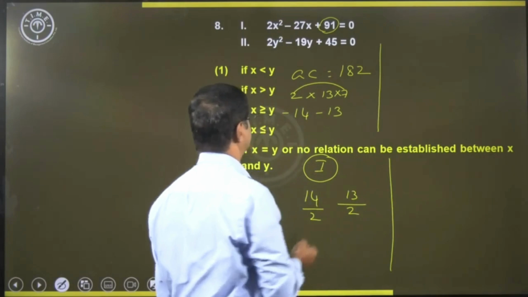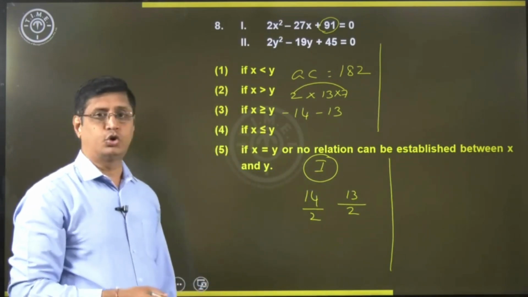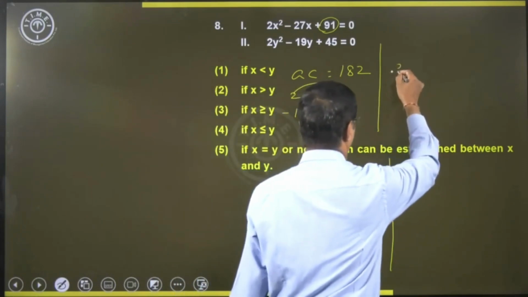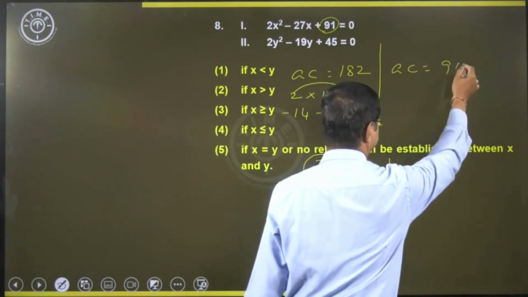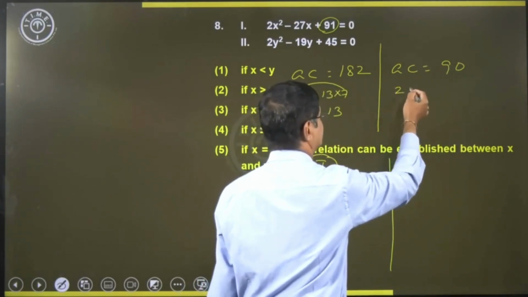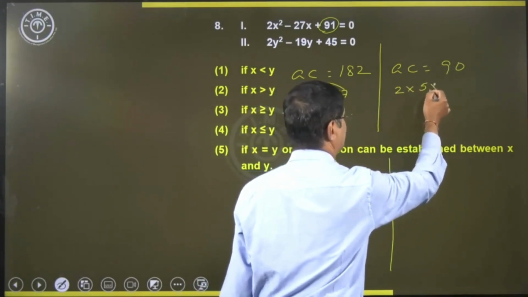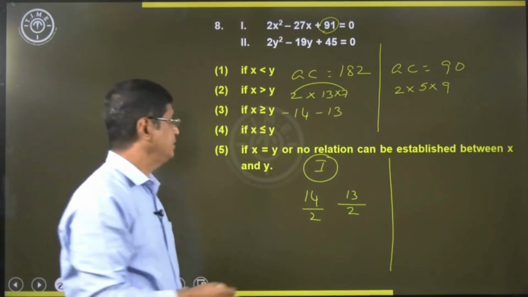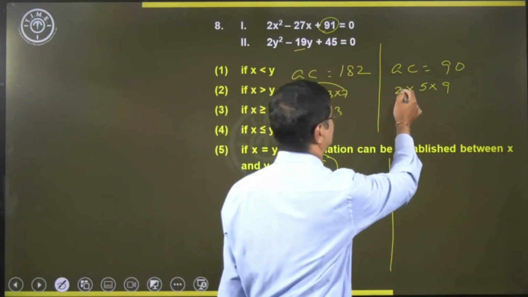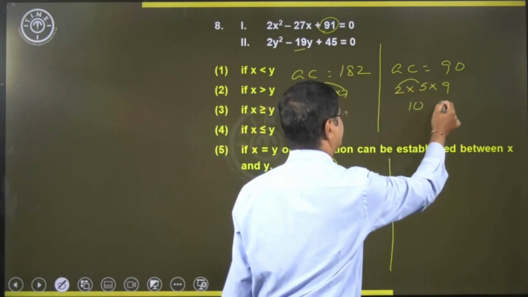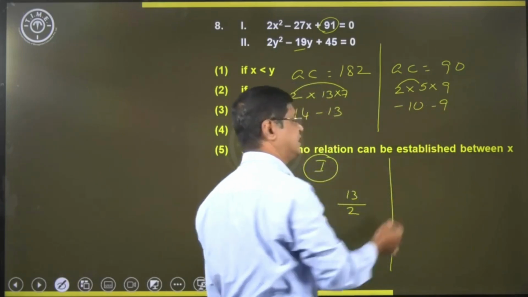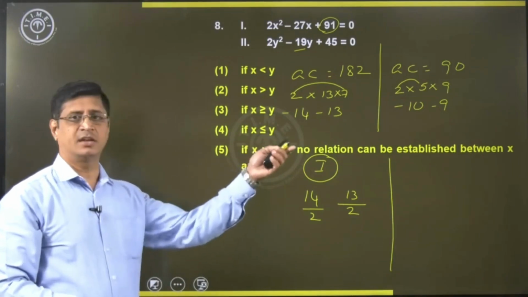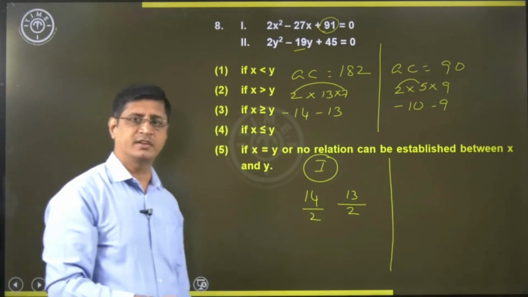So the second quadratic equation, 2y square minus 19y plus 45. So A into C is equal to 90. Here I am taking 45 as 5 into 9. Just look at the middle term, minus 19. Minus 19 means 2 into 5, that is 10, and 9. So minus 10 and minus 9 are the factors. So the middle term is minus 19. By adding these two we get minus 19.